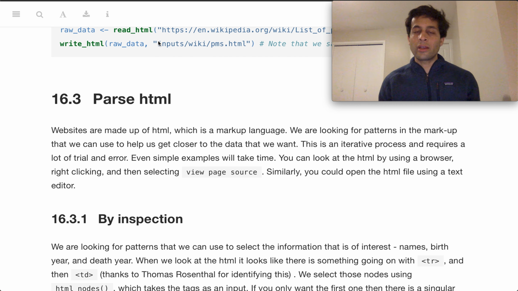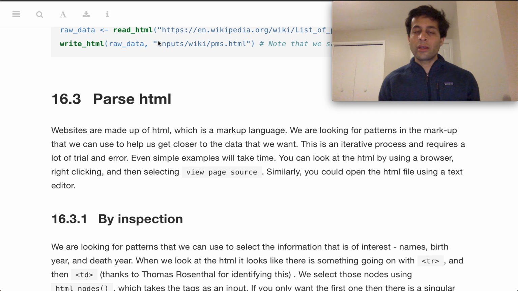And it turns out that there is something going on with TR and TD, and these have to do with making tables in HTML, so that's probably not too surprising. And we can focus on those nodes with the HTML nodes function. The input to that is firstly the raw data, and then HTML nodes goes through and looks for these particular nodes. Once it's found those nodes, we pass that on and look for other nodes. It's this combination of TR and TD that is going to give us what we are looking for in this case.